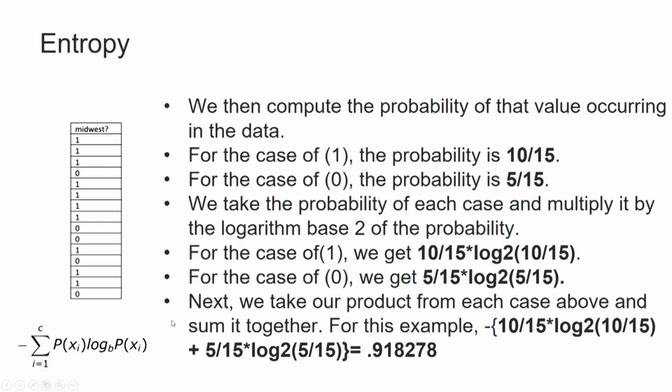Then we will calculate 10 upon 15 into log base 2 of 10 upon 15. Similarly, 5 upon 15 into log base 2 of 5 upon 15, and then we will sum these 2 numbers. Finally, in front of that there is a negative, so we will take minus of this. In this way we will get the entropy of the whole data set, or the entropy of this node.